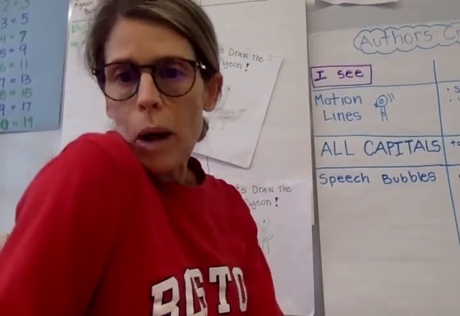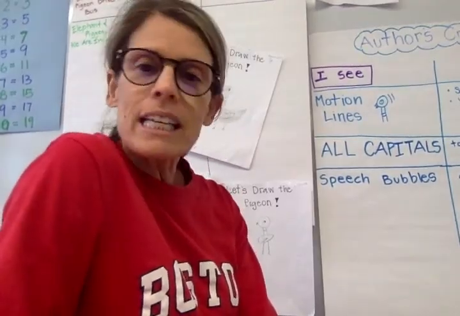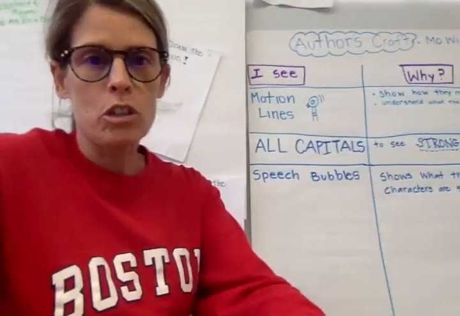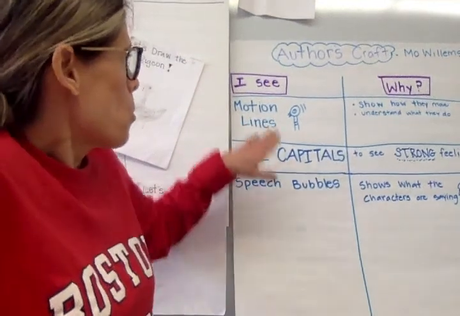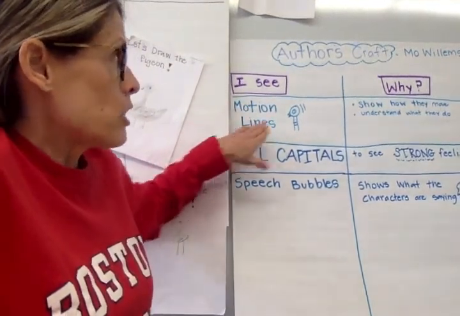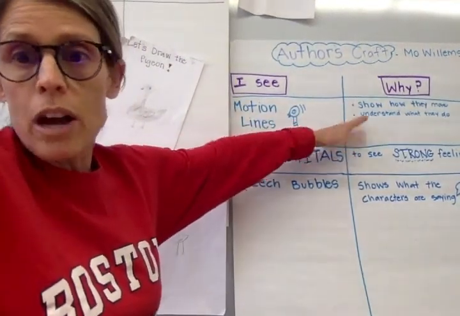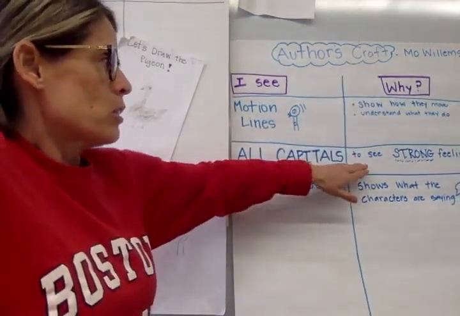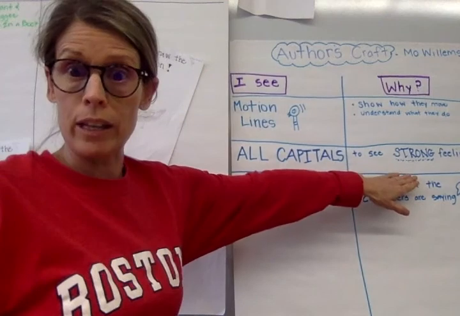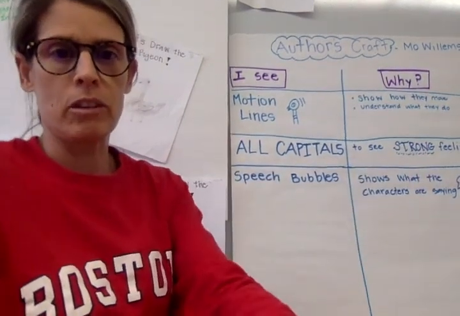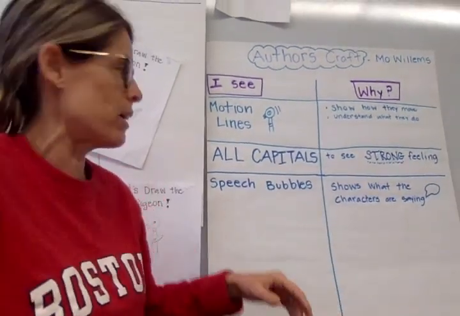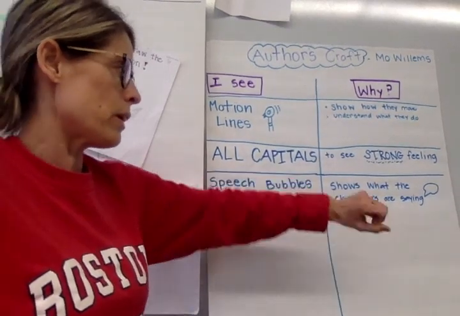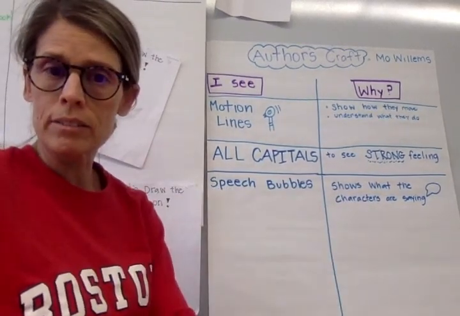We've been talking about Mo Willems' craft. That means the things that he uses in his book. We notice he uses motion lines to show us how they move. He uses all capitals so we can see strong feelings. And he uses speech bubbles so he can show what the characters are saying.